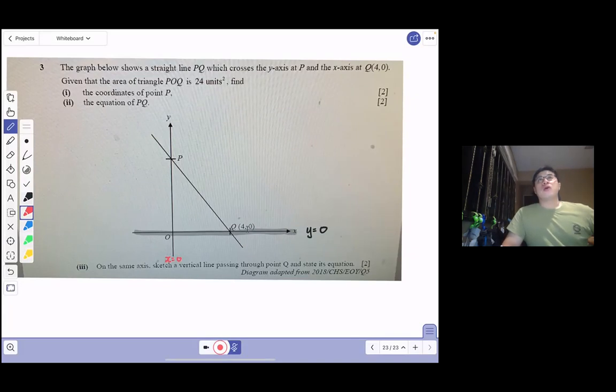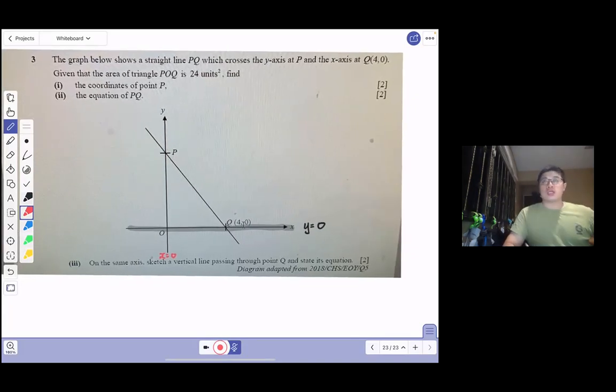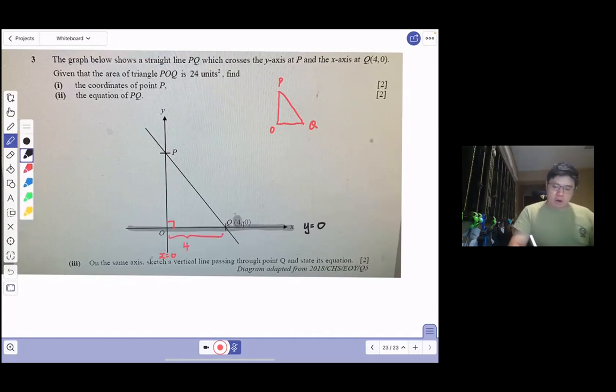Given that the area of triangle POQ is 24 square units, we know this is definitely a right angle because the x-axis and y-axis are always perpendicular. We also know that OQ is 4 units, because of the coordinate 4. Let's call this OP. OP is the height.